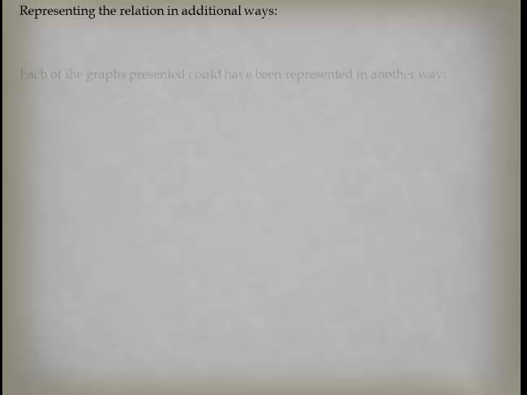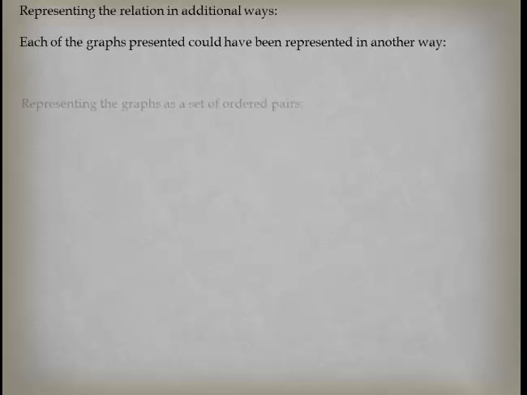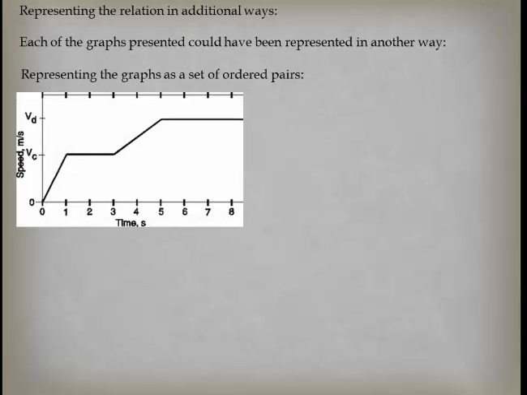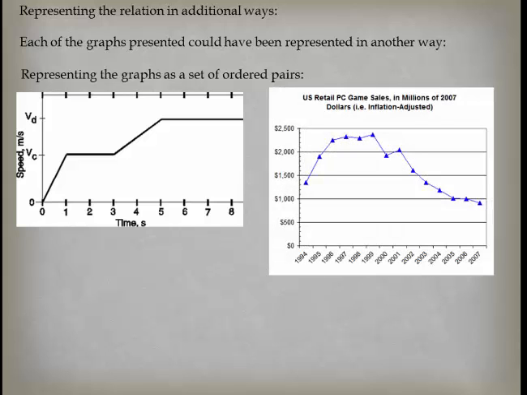Okay, we can represent relations in additional ways. Each of these graphs could have been represented in another way. We could have represented them as sets of ordered pairs. So if we call this one graph 1 and this one graph 2, graph 1 could be represented as the set 0, 0. That's this point right here. The set 1, well, we're going to call that 1. And then we also have 2, 1, and 3, 1.